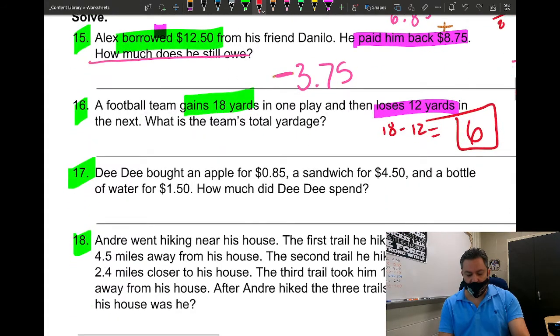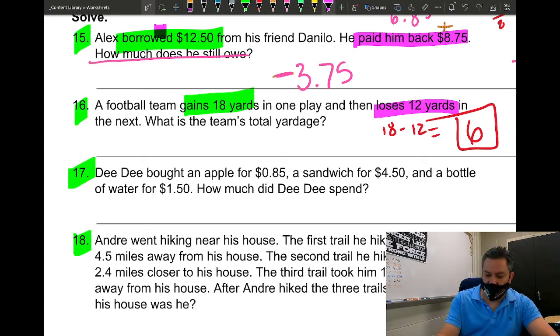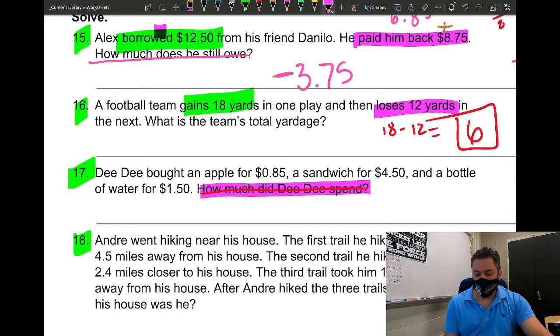Number 17, DD bought an apple for 85 cents, a sandwich for $4.50, and a bottle of water for $1.50. How much money did she spend? What do you have to do? Add. All we're doing is adding. I don't care if it's positive or negative. We're just looking for a total. How much money she spent.